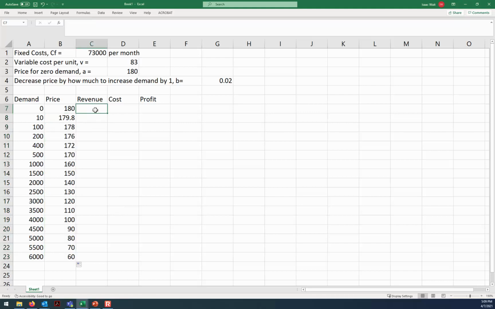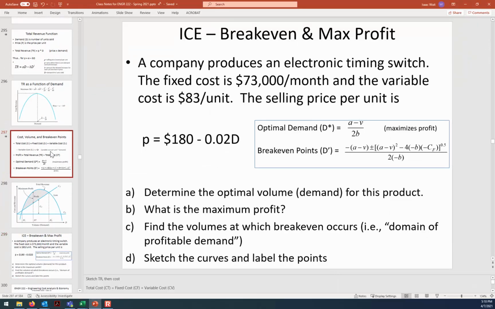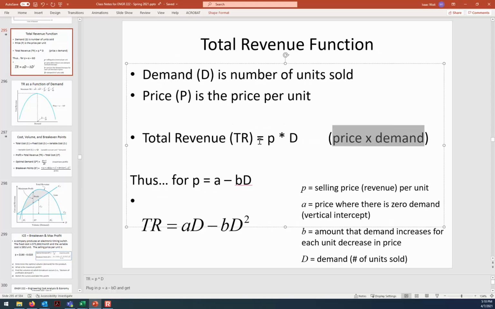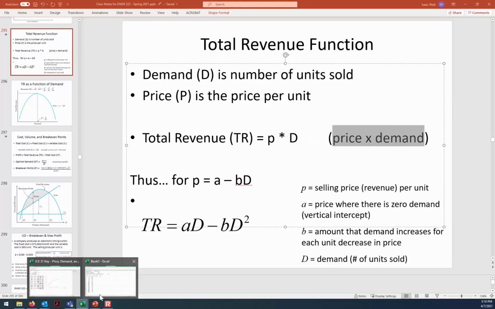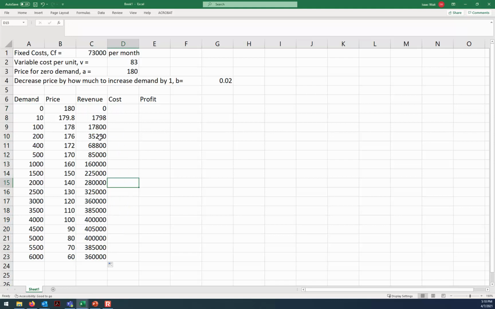Now revenue, remember our definition of revenue from earlier in today's class: revenue is the selling price multiplied by demand. So revenue is how many you're selling and what price you're selling them for. All right, so revenue is demand times price. Okay, so we can see how many dollars we're getting, and it goes up and up and up, but then it starts going down.